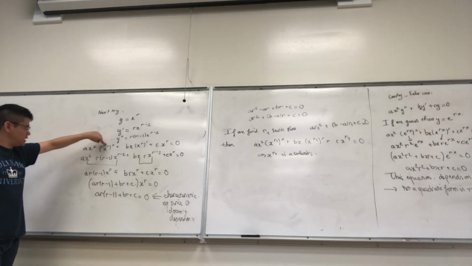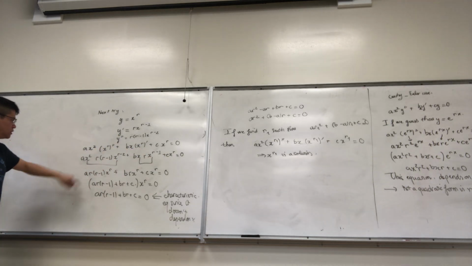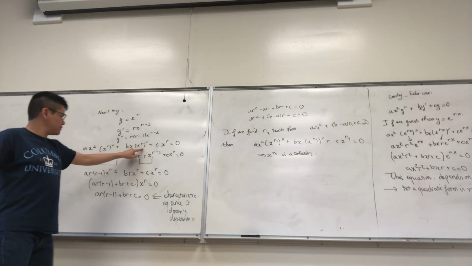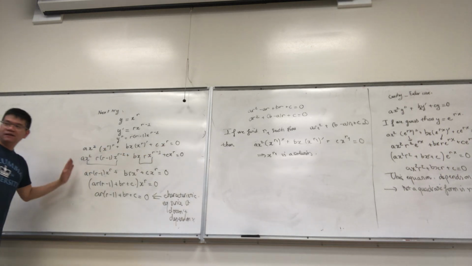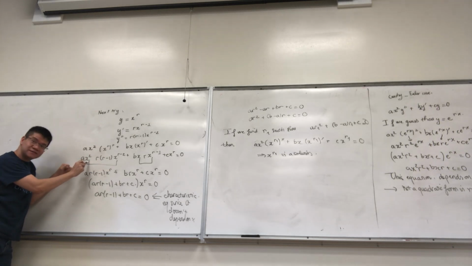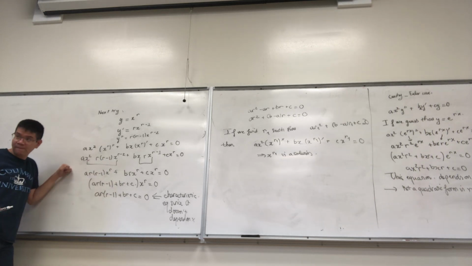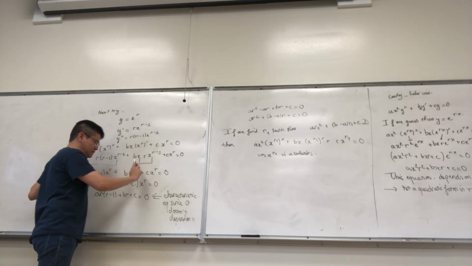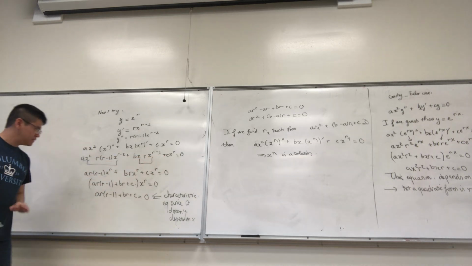So a x squared (x to the r)'' plus b x (x to the r)' plus c x to the r is 0. This (x to the r)'' gives you r times r minus 1 x to the r minus 2. This (x to the r)' gives you r x to the r minus 1. This x to the r is the same. Now you observe that here you have x to the r minus 2, but here you have x squared, so you can group this guy with this guy. This gives you x to the r. Here you have x to the r minus 1, and here you have x, so you can group this guy and this guy. This gives you x to the r, and this x to the r is the same.